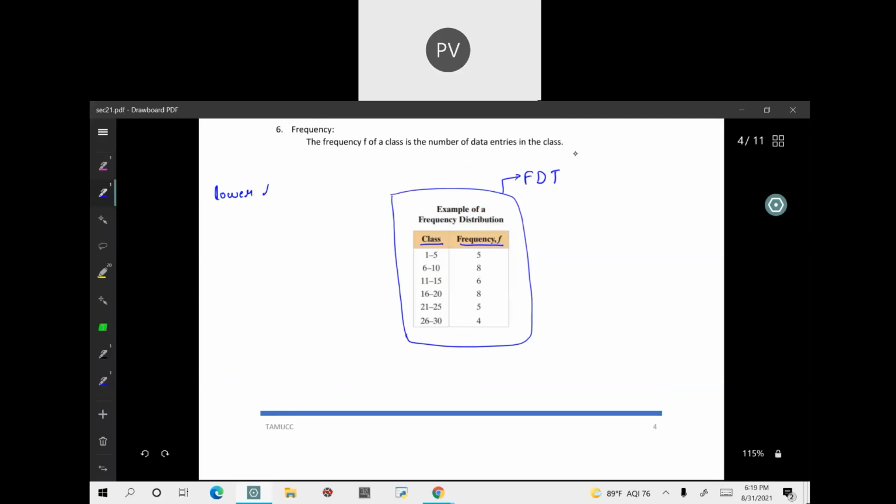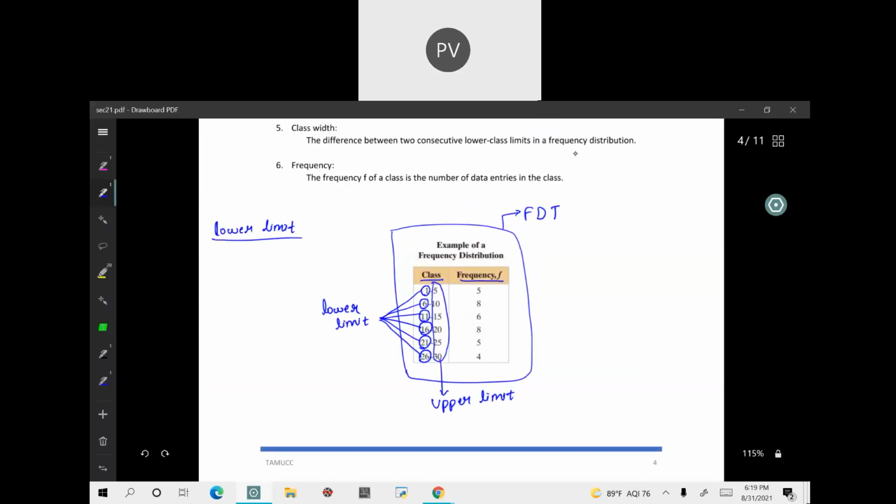Okay, now let us find out the lower limit. What is the lower limit? It is simply the least number that can belong to the class. So which is the least number which belongs to this class? It is 1, right? And in this class it is 6. In this particular class it is 11. All these numbers are nothing but your lower limits. Okay, and the numbers here are called the upper limit. It is nothing but the greatest number of the class. Okay, next, what is class width?